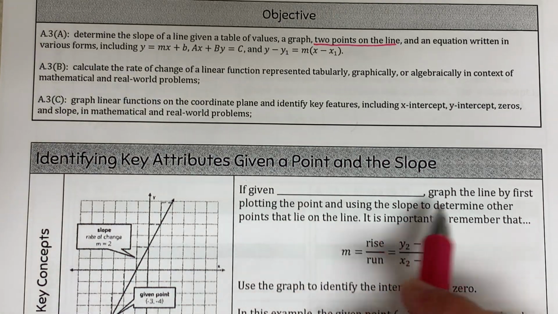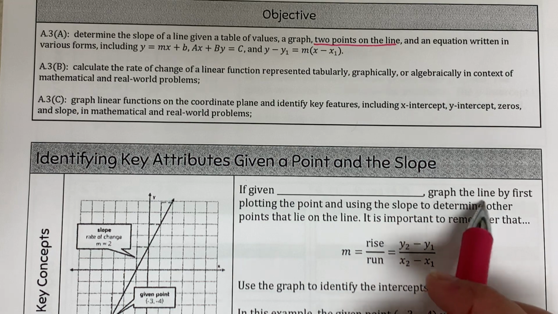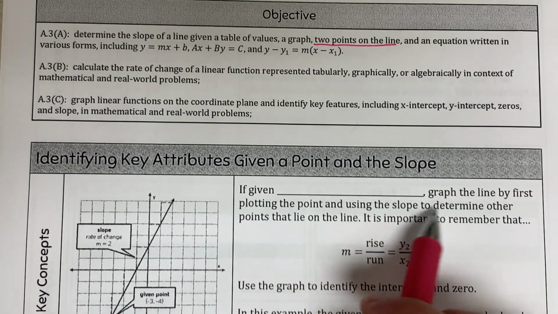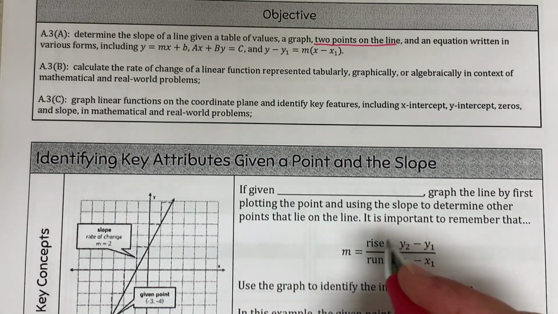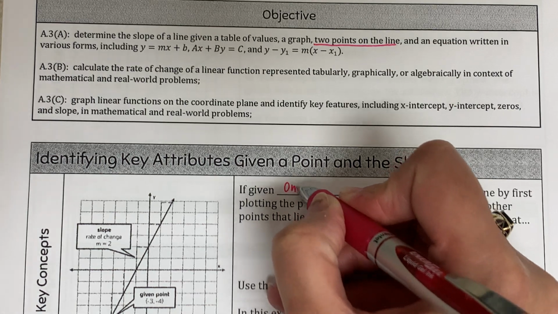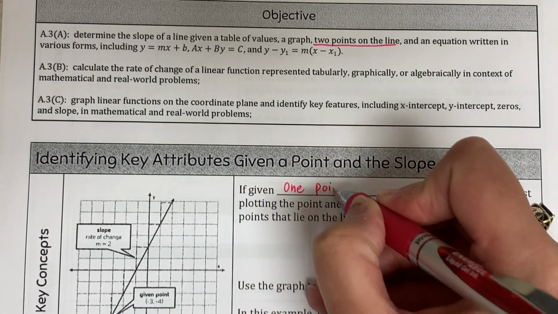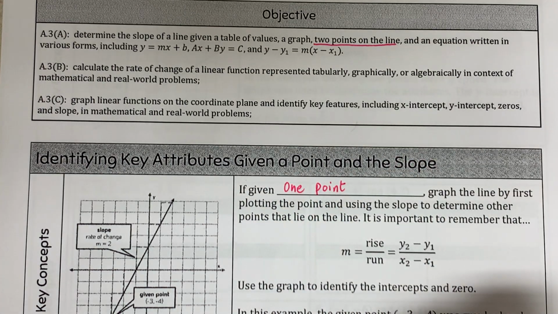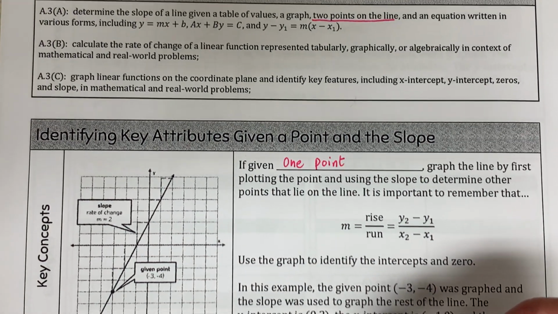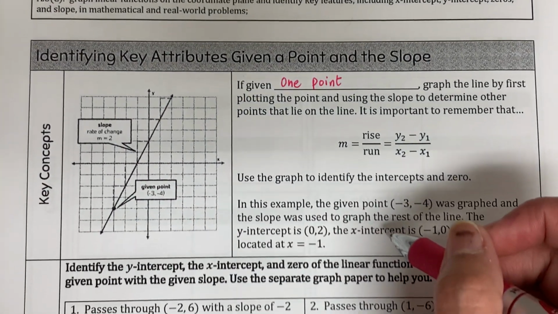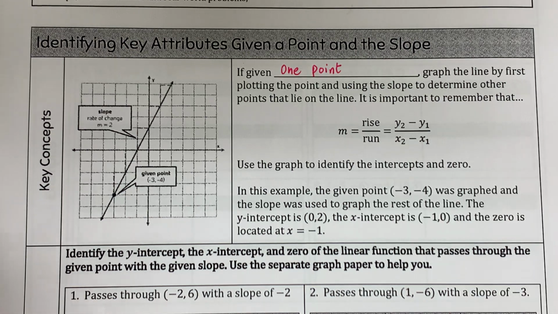If given blank graphs, graph the line by first plotting the point and using the slope to determine, okay, if given 1 point. So if I have only 1 point and I have a slope, then I can actually use that information to draw my line, and then I can use that line to identify whatever I have to.